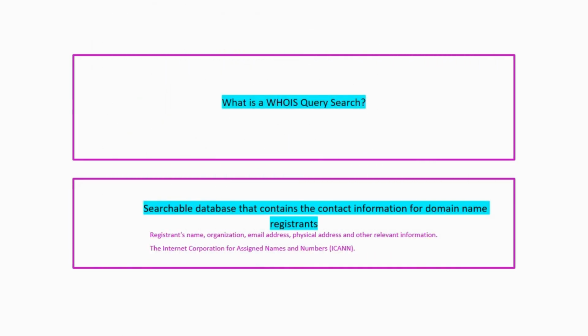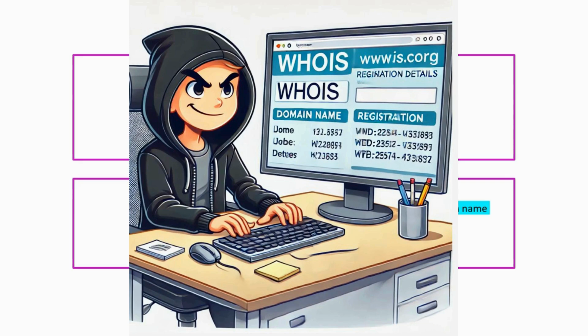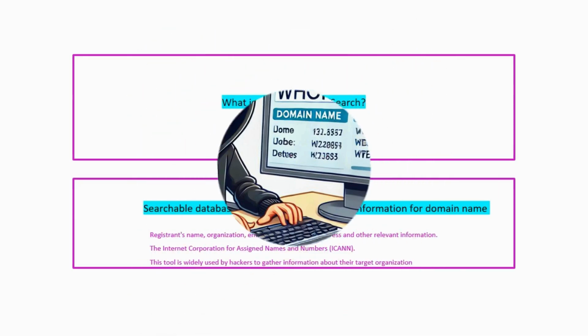The WHOIS database is maintained by the Internet Corporation for Assigned Names and Numbers. This tool is widely used by hackers to gather information about their target organization.